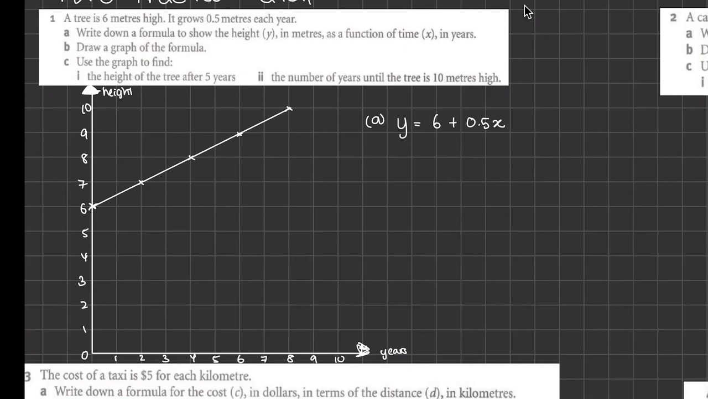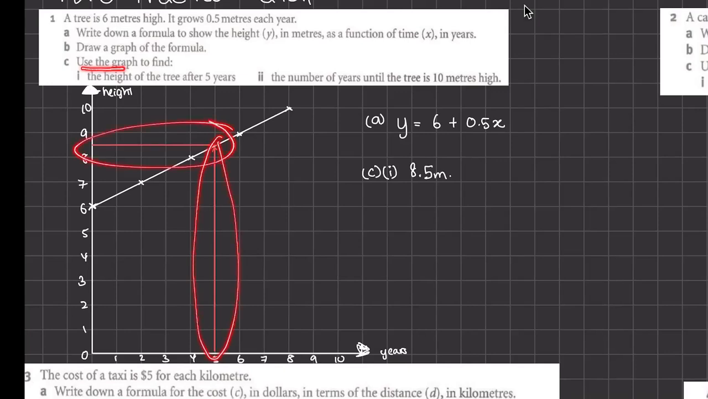So now it says to use the graph to find the height of the tree after 5 years. So now we need to go 5 years from here, go up. What is the height from here? You can see the height is right in the middle of 8 and 9, so the answer would be 8.5 meters. When they say use the graph, you must show this because this is what you call your working.